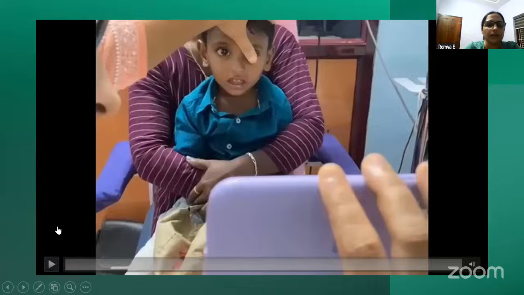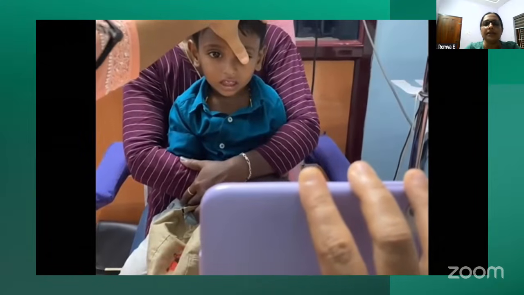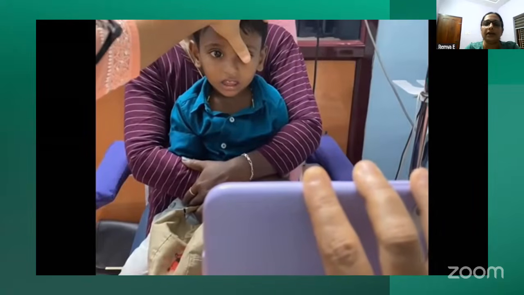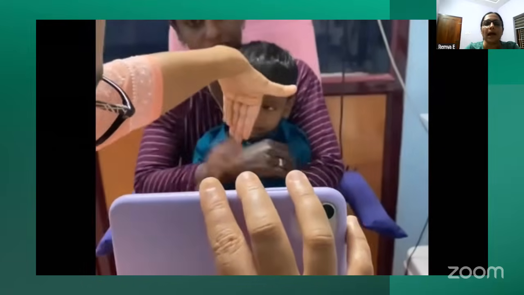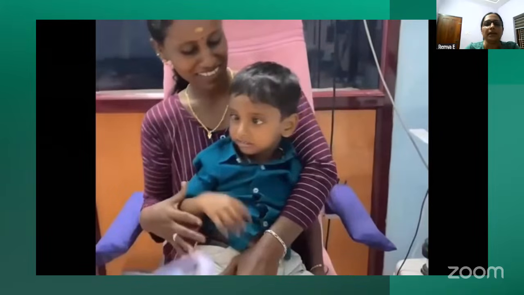I'll show you one video. You can see when I cover the left eye, the child is comfortable. He is watching the video. But what happens when I cover the right eye? He is resisting my occlusion. That means he has poor vision in that other eye.